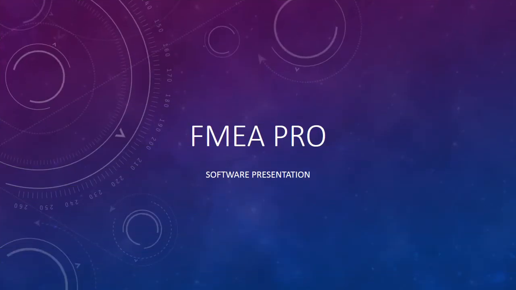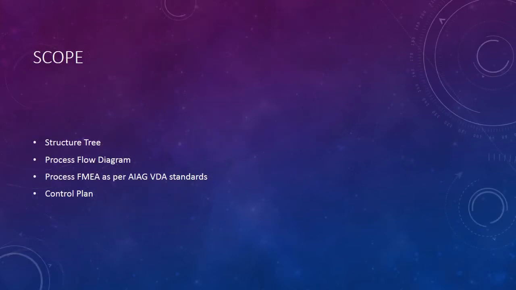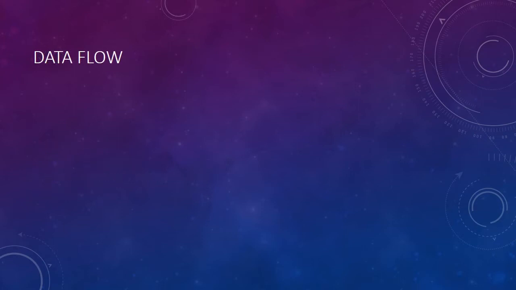This software is based on FMEA manual. The scope of this software is to cover the structure tree, process flow diagram, process FMEA and control plan. Let us first take a look at how the software is closely integrated.